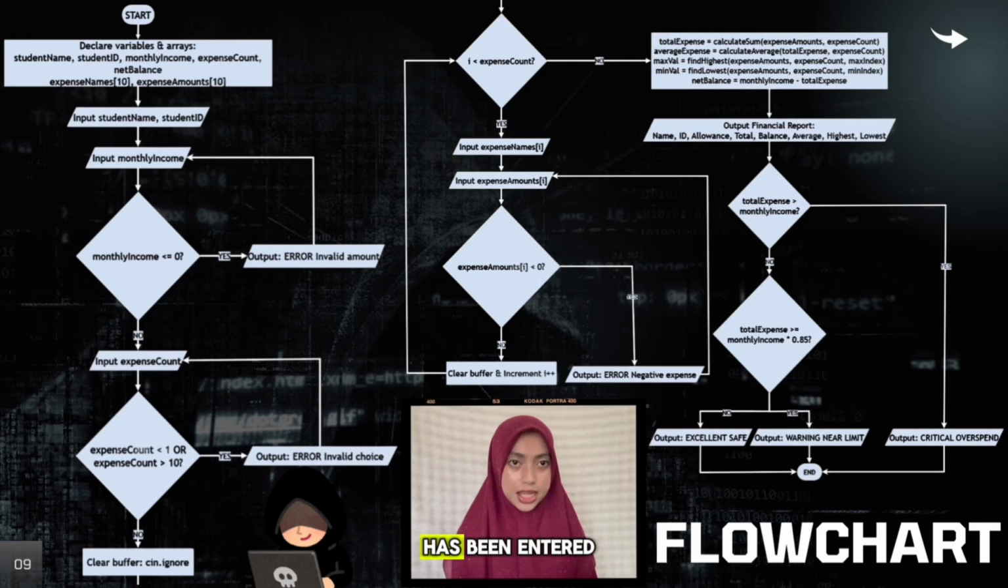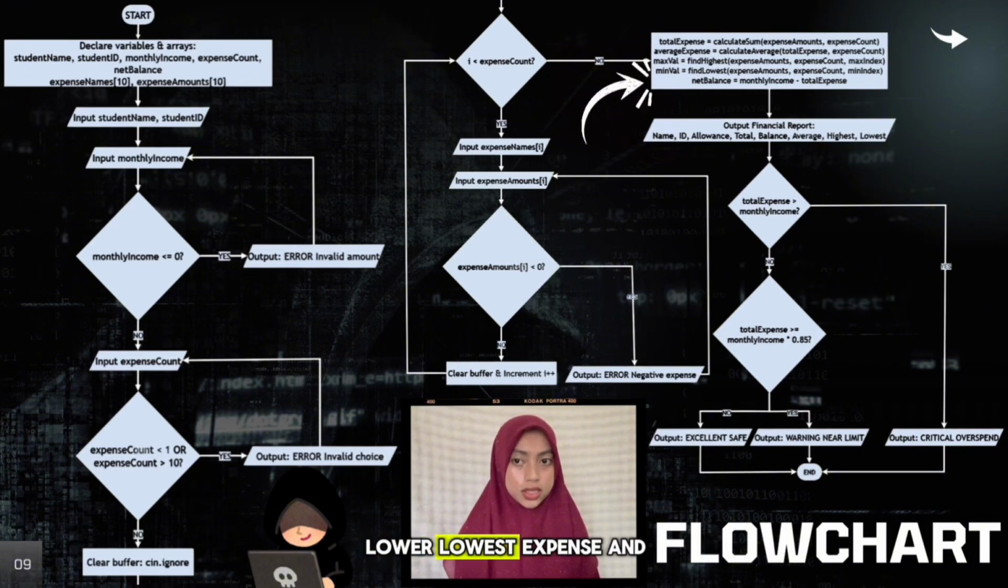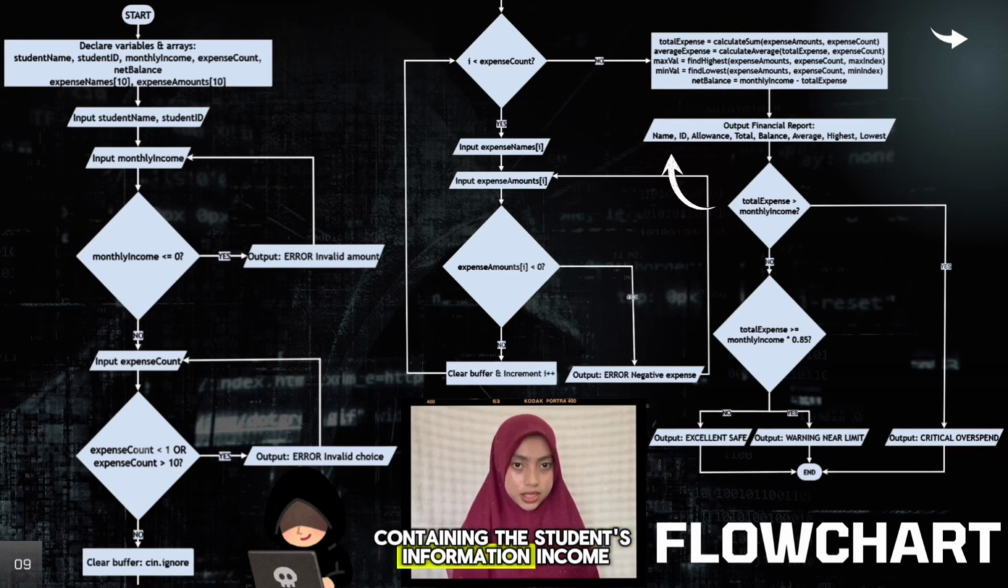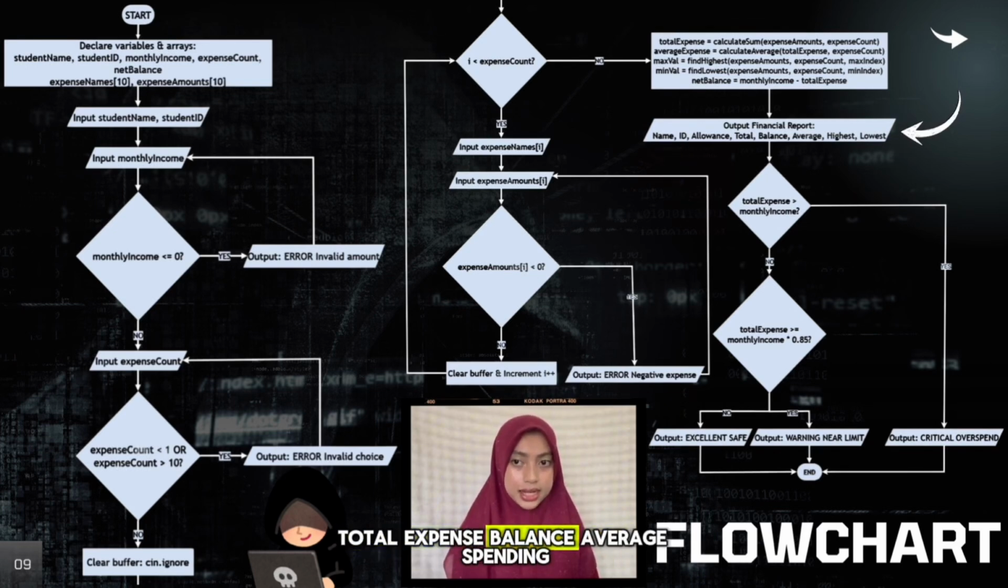After all the expenses have been entered, the program calculates the total expense, average expense, highest expense, lowest expense, and the remaining balance. The program then displays a financial report containing the student's information, income, total expense, balance, average spending, highest expense, and lowest expense.